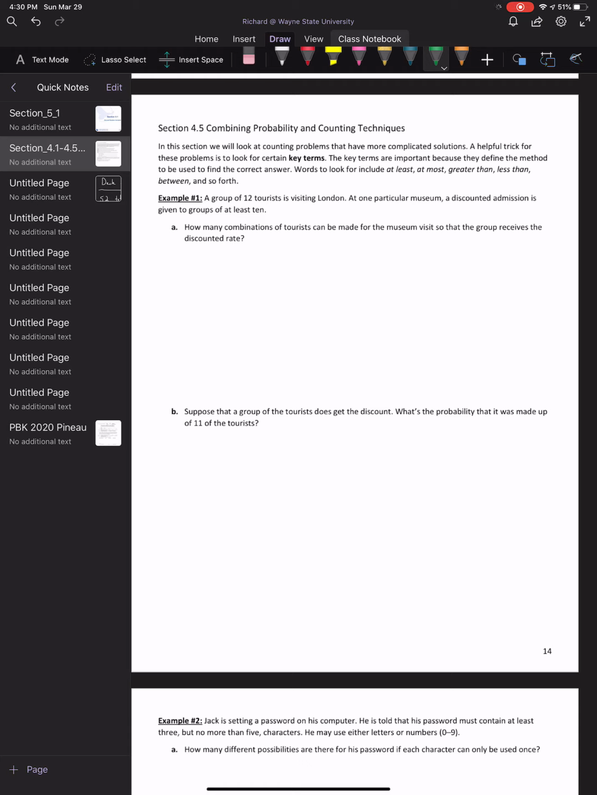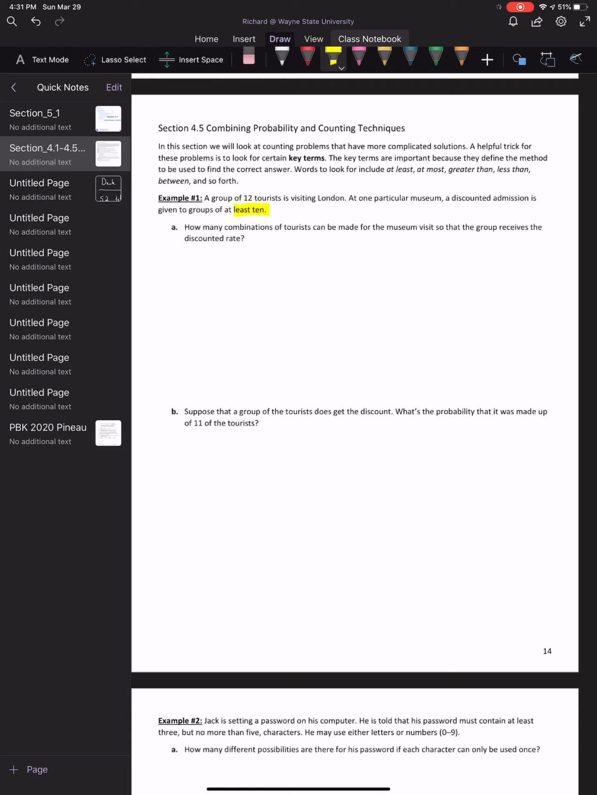So one of the big things to keep an eye out for when we do these sorts of problems is looking for keywords, and try to discern some of those things. So let's take a look and see what we've got. Example 1 says a group of 12 tourists is visiting London. At one particular museum, a discount admission is given to groups of at least 10. Okay, so that's an important set of phrases there.